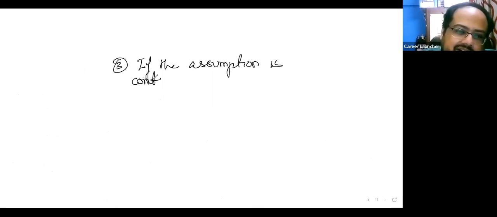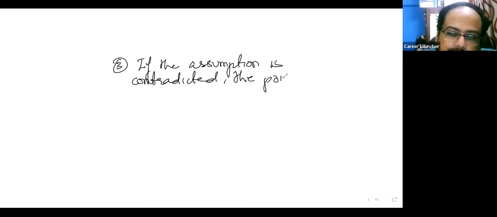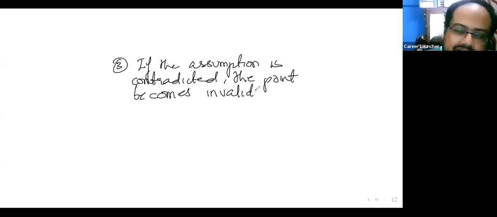And the third criteria: if the assumption is contradicted, the point becomes invalid. Just make a note of this. I'll explain it. If you contradict the assumption, the point becomes invalid.